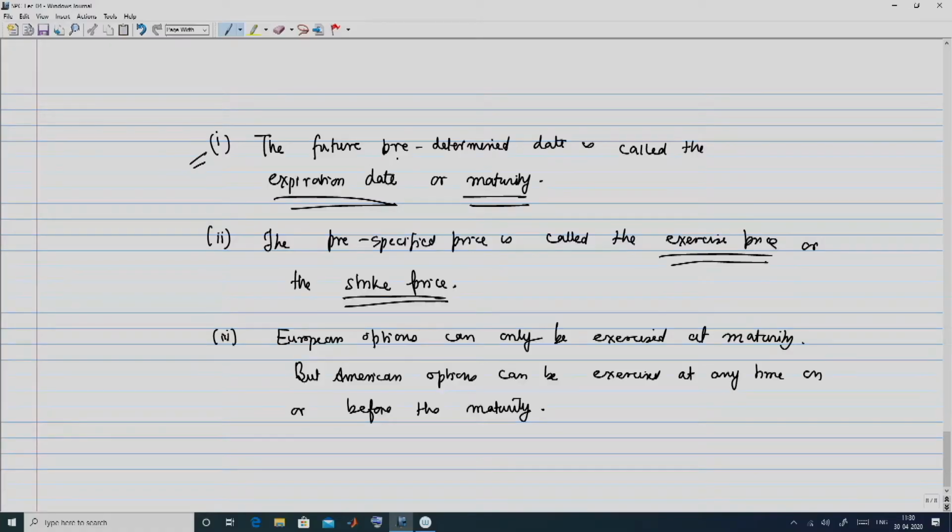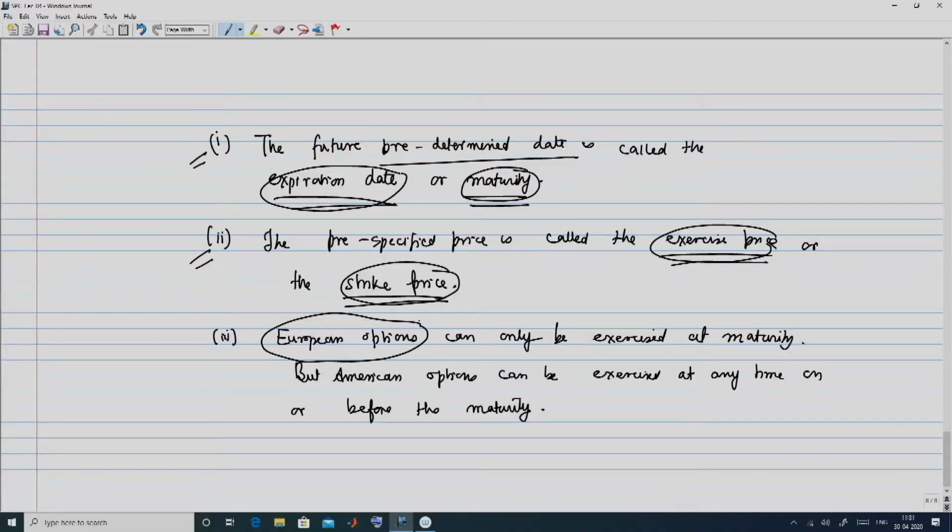So, first what I talked about is this future predetermined date, and we call this the expiration date or maturity, and the future pre-specified price we call the exercise price or the strike price. And I have said that the option can be executed or the transaction can happen any time on or before this future date, which I have called the expiration date or maturity. If the contract is such that the purchase or sale of the underlying asset can take place only at the maturity and not any time before it, then we call it a European option.